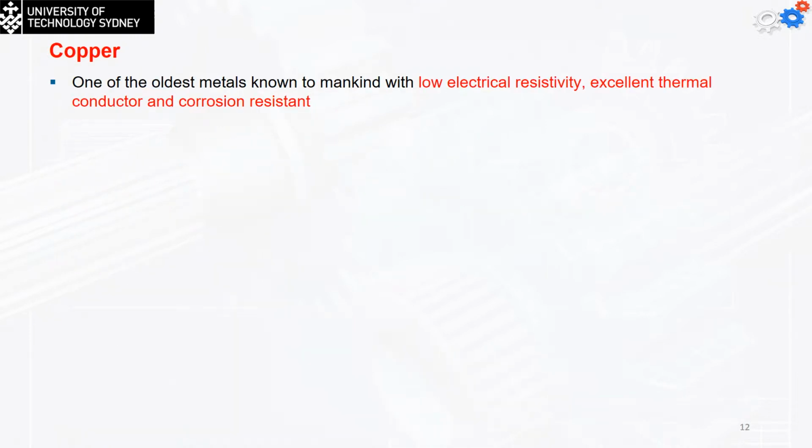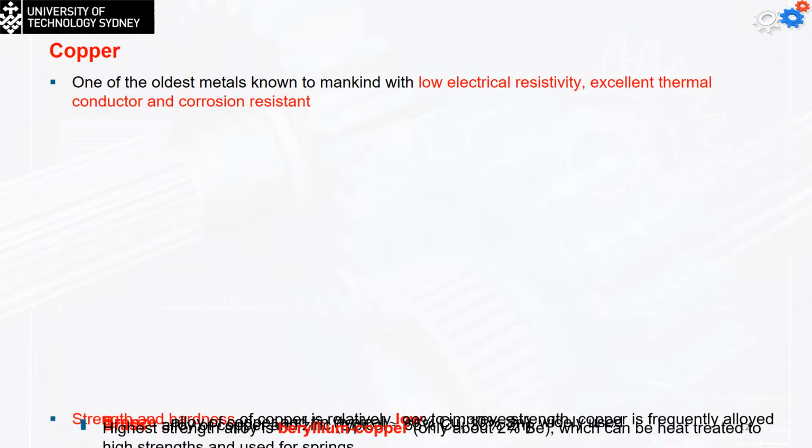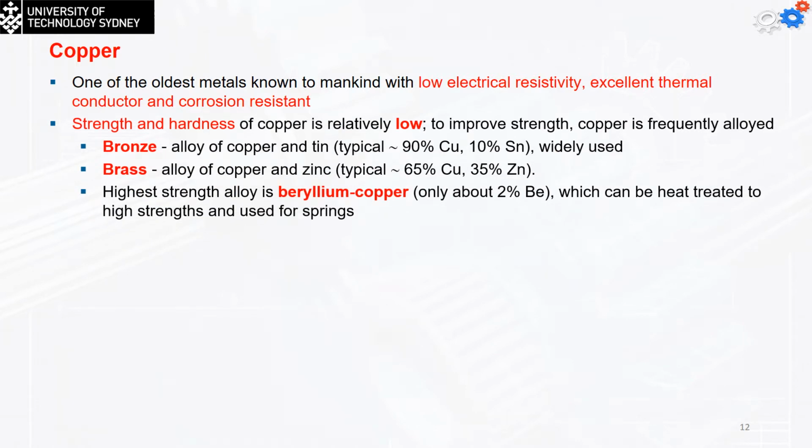Copper is one of the oldest metals known to mankind. It has low electrical resistivity, is an excellent thermal conductor, and has corrosion resistance. The strength and hardness of copper are relatively low, and to improve that, copper is frequently alloyed. We can mix it with tin, with up to 10% tin, and we get what is called bronze. Bronze is an alloy of copper and tin, which was one of the most widely used alloys in history, and we even have what we call the Bronze Age, where all the tools and all the weapons were made out of bronze.